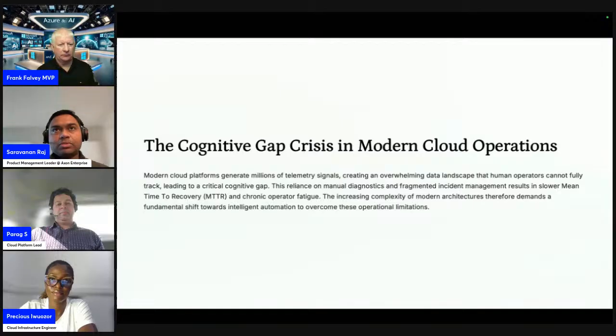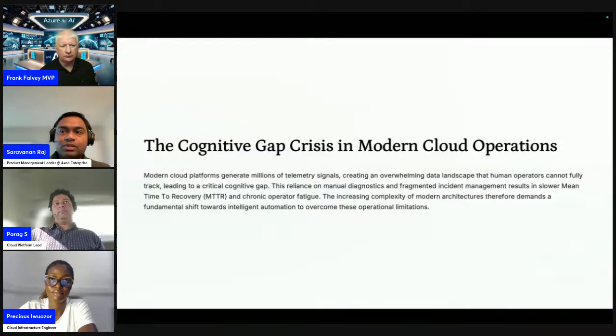So let me start with the problem. If there's a live site issue, an outage or a problem, even in the middle of the night, like 2 a.m., an engineer has to wake up and understand what's going on, and they may have to go through several thousand logs and different diagnostic systems. There is a lot of manual human labor involved, and that causes the overall mean time to recovery, that's MTTR, to be higher, but also causes operator fatigue. That's one area in software engineering that's very painful.